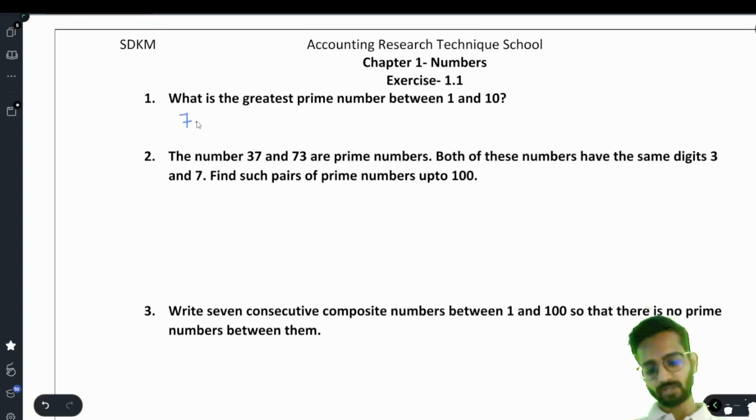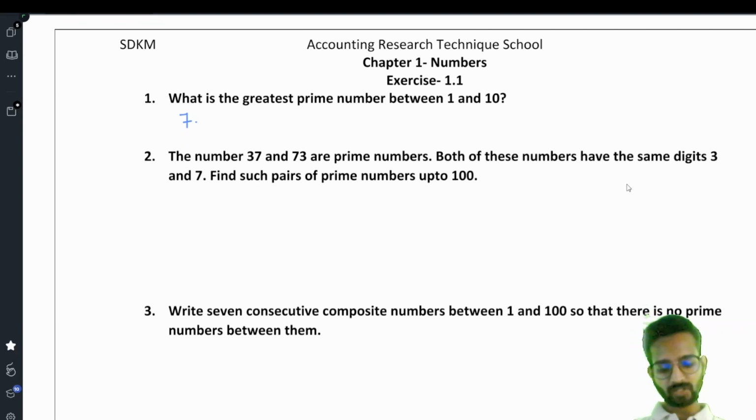Now, moving to the next question. The numbers 37 and 73 are prime numbers. Both of these numbers have the same digits 3 and 7. Find such pairs of prime numbers up to 100.